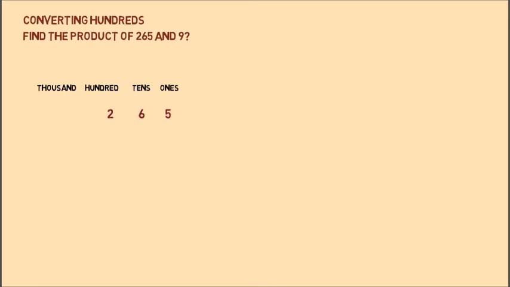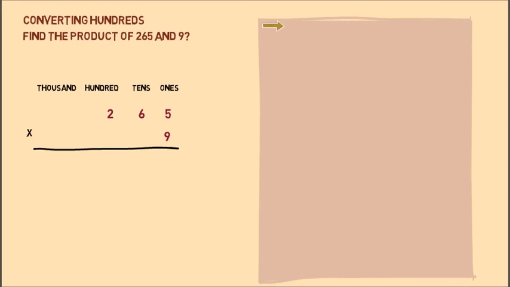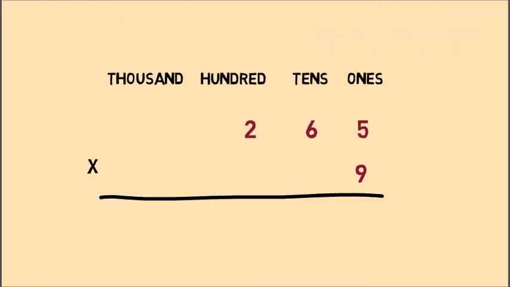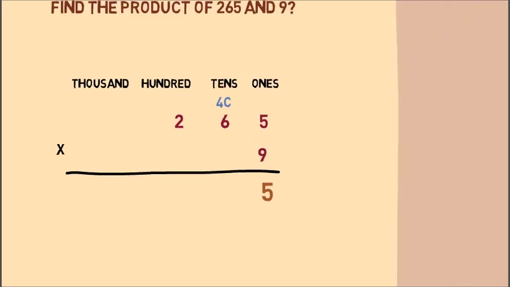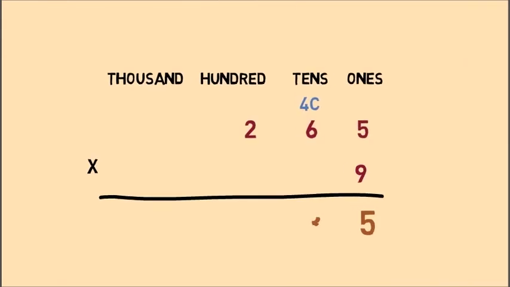Converting hundreds. Find the product of 265 and 9. 9 times 5 equals 45. 9 times 6 equals 54. 54 plus 4 carry equals 58.